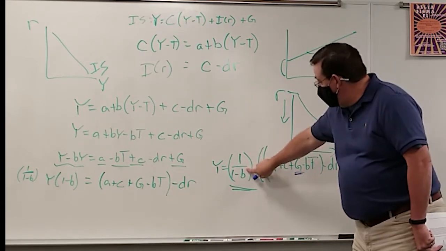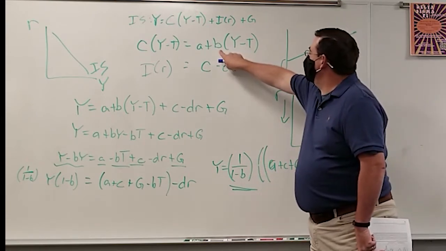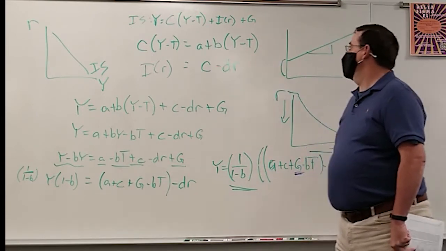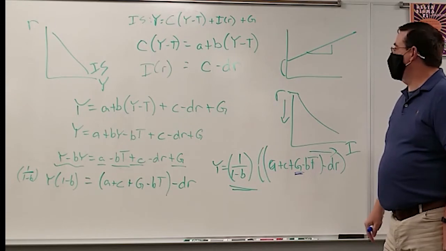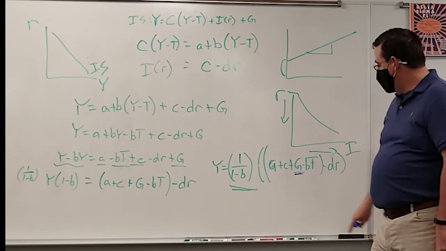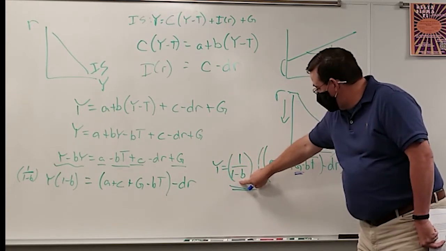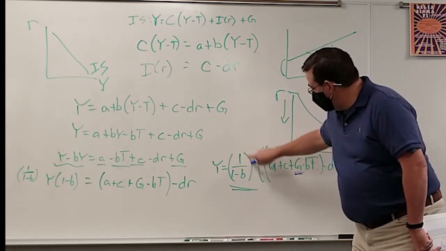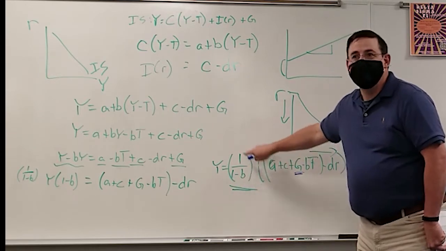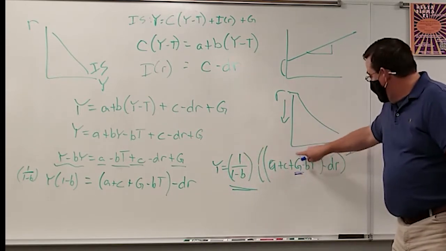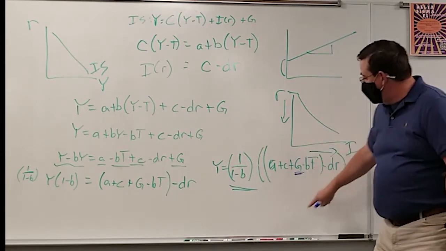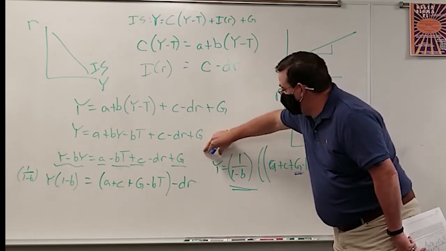Because if B is some number less than 1, as we define it to be, the marginal propensity to consume is less than 1, then this whole term, 1 divided by 1 minus some number that is less than 1, is larger than 1 as a result. So then, however much government gets spent, it gets multiplied by this, and that is how much it affects output.